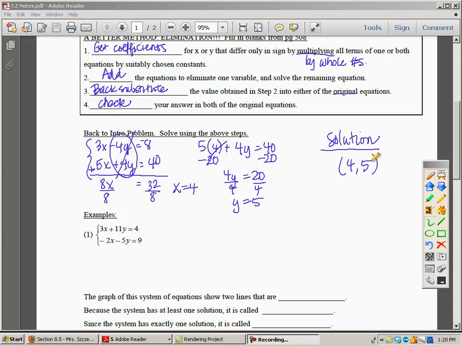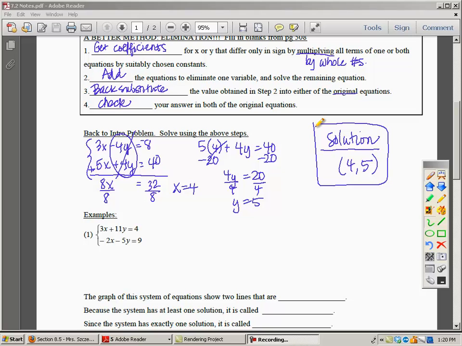Now, I want to verify. If I put this in, 3 times 4 is 12, minus 20, do you get negative 8? The answer is yes. And so this is my solution. I don't have to check it in the second one because I used the second one to get my answer, but this is kind of what we're looking at.